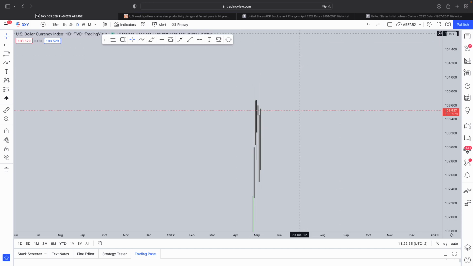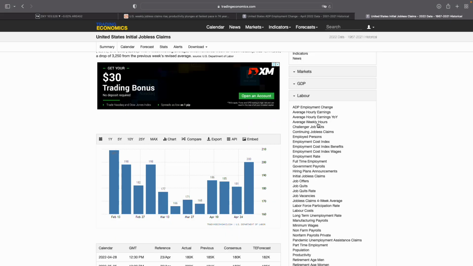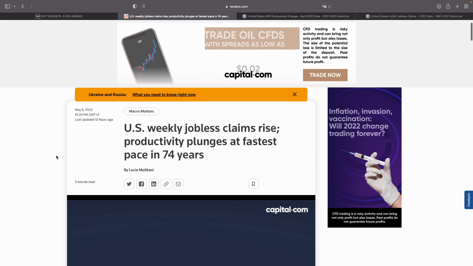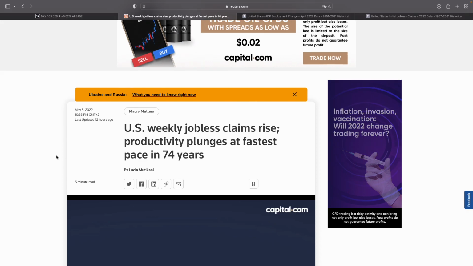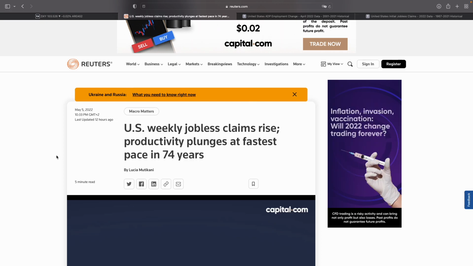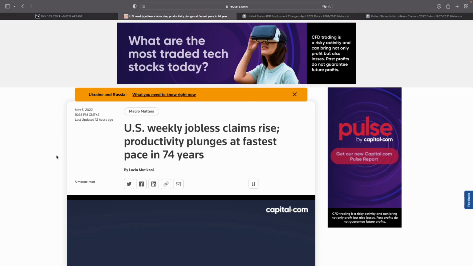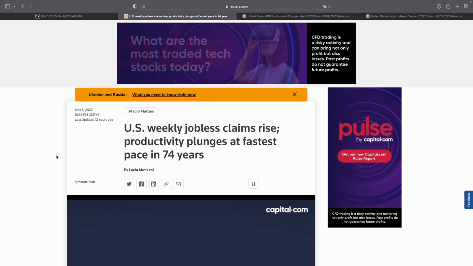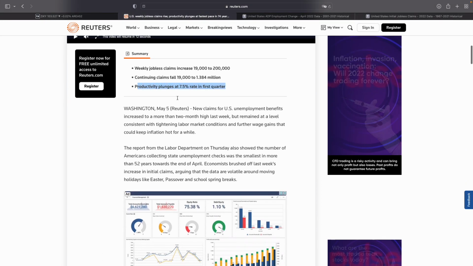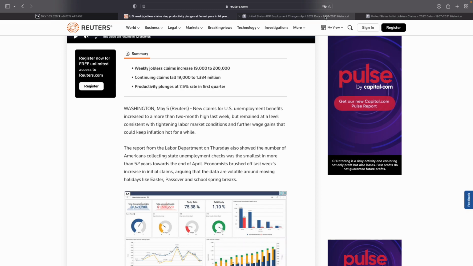Now the next thing we are going to look at is the US jobless initial claims, and I quickly just want to cover this report from Reuters. It says here the US weekly jobless claims rise, productivity plunges at the fastest pace in 74 years. So not only were the jobless claims a lot higher, so more people filed for unemployment, but productivity also dropped 7.5% in the first quarter.